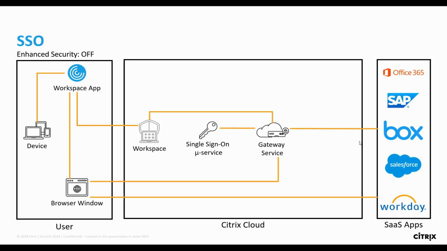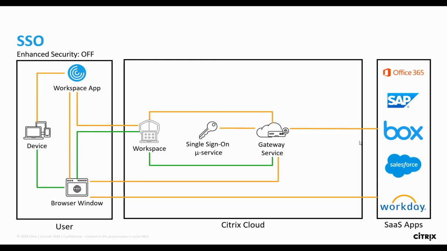So SSO with enhanced security off, this is how it works, in a little bit more detail. Now, the green line we're going to show here is where I don't have Workspace App. I'm using an HTML5 browser to access Workspace Web. So again, you access Workspace, you sign on, you get a list of your applications. You select an application, that request goes to the gateway service, which says, I need a one-time use URL and a preferred browser for this user.